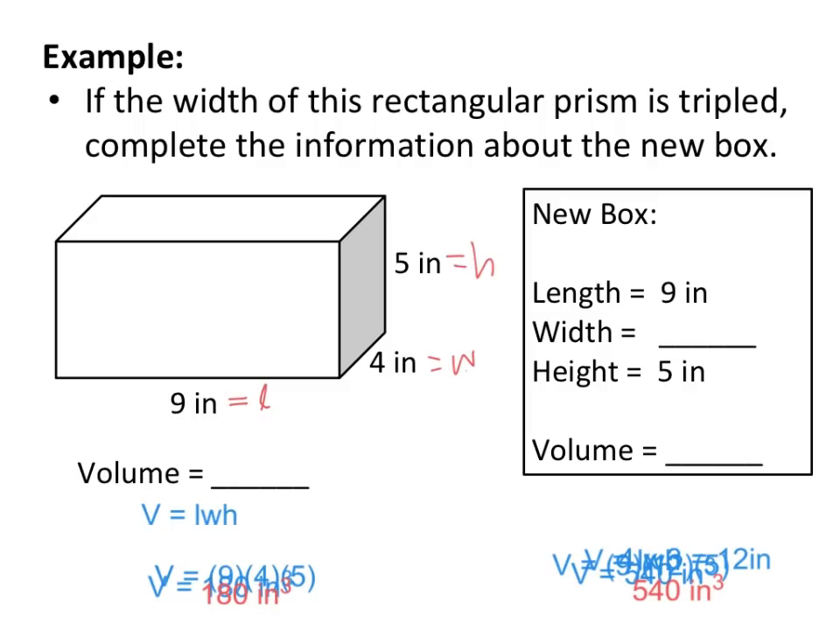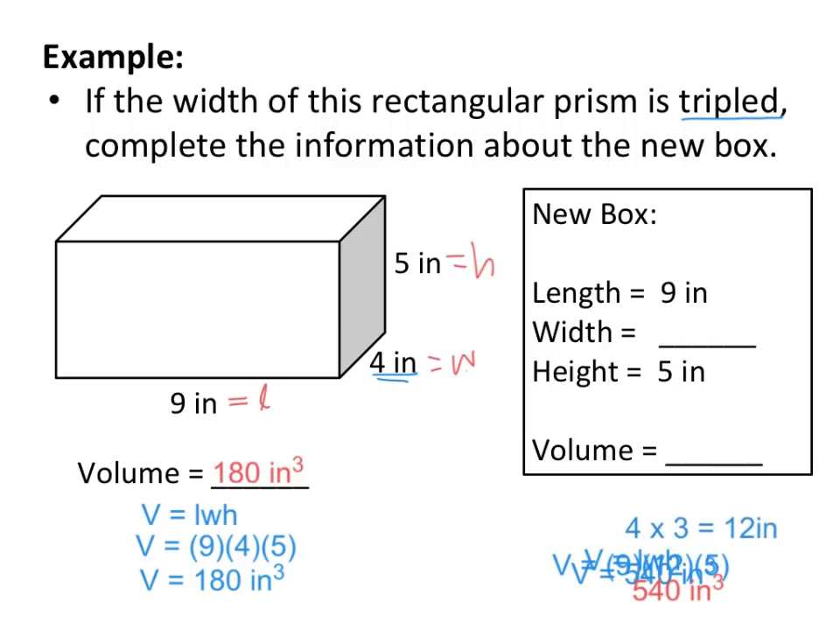So when I substitute in my length, width, and height, I get volume equals 9 times 4 times 5, and that is equal to 180 inches cubed. So that is our volume for this first box. Now for our new box, it says that the width is tripled. That means if our width of the original rectangular prism is 4 inches, and we triple it, that means times 3, our new width will be 12 inches.